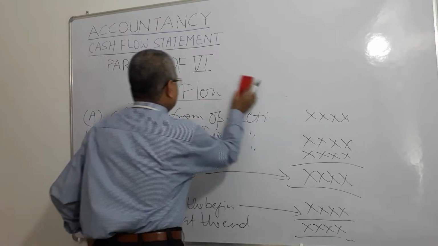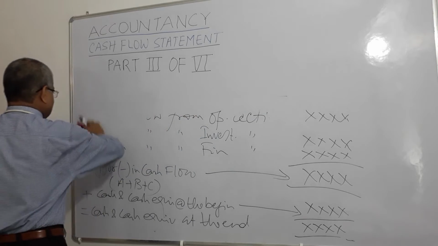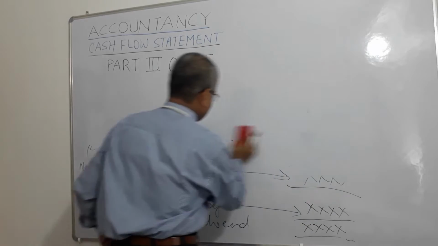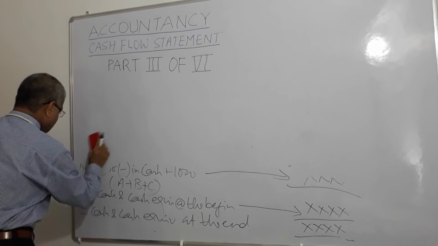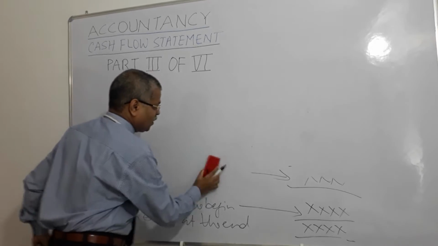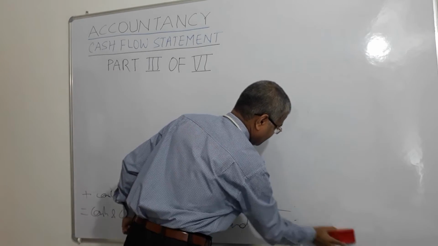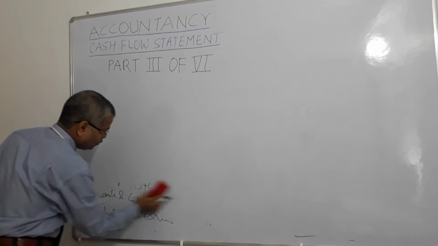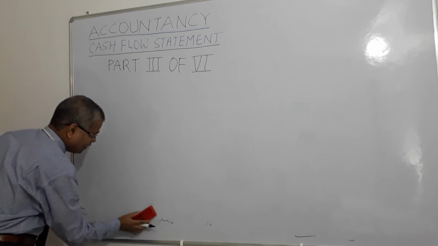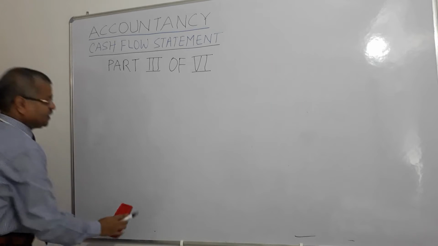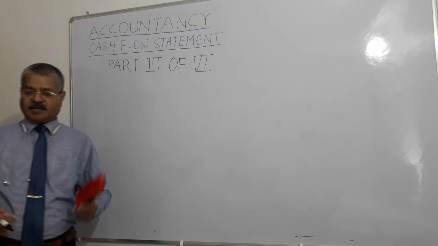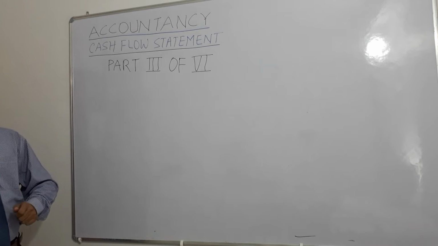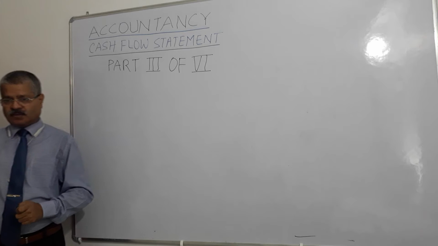Now, as per accounting standard 3, there are two methods of preparing or presenting cash flow statement. One is direct method, another is indirect method. A company can present in either of the two methods. So what is direct method?